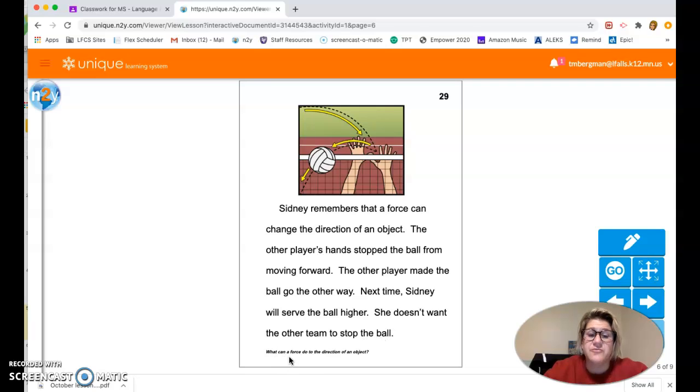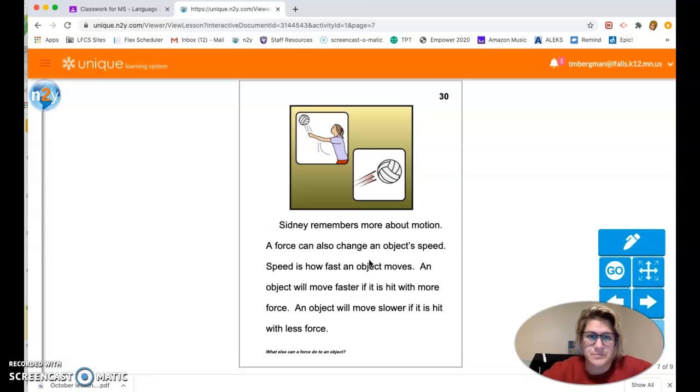So, what can a force do to the direction of an object? So if there is another force and the ball is coming this way, right, then a force can stop the ball and make it go another way. So that's what happened. When somebody blocked the ball, another force stopped it, and then the ball went another way. So force can also change the direction of the ball.